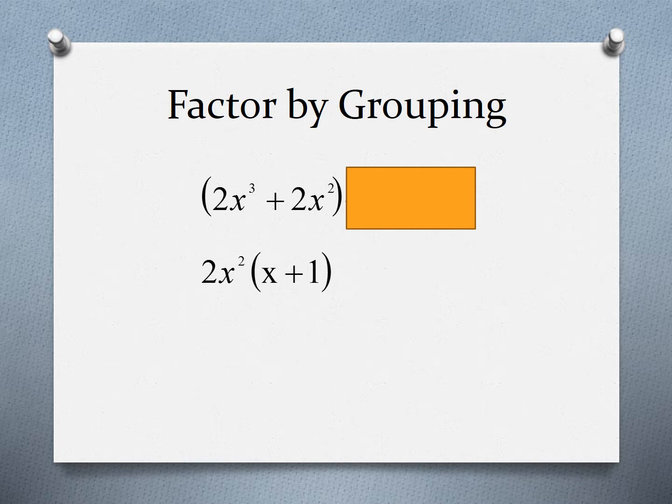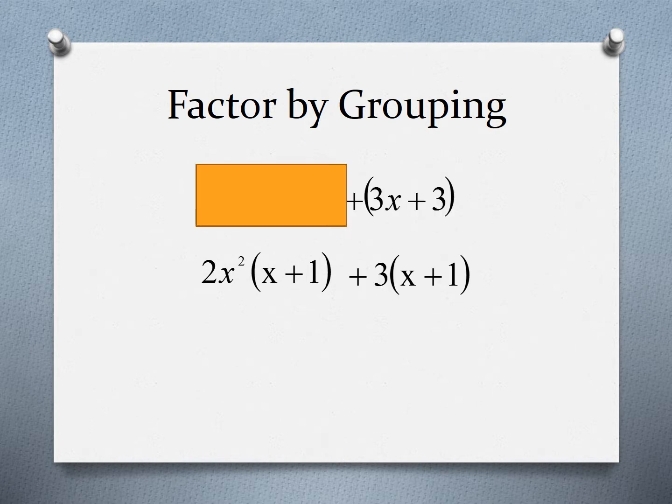I've kind of covered up the second half of the problem so you can focus on where this has come from. It's just coming from the first 2 terms. 2x squared is the greatest common factor of that binomial, of that polynomial. So we want to pull that out first and then demonstrate what we left behind. Now it's time to look at the other half of our problem.